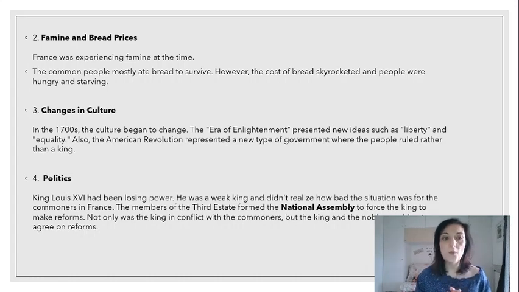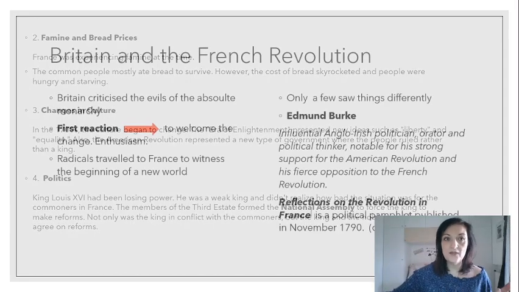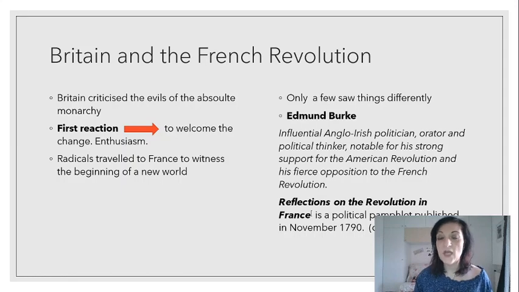So there was also another problem: the king was losing his power. He was weak. He only asked for money. And so what happened in France? The members of the third estate joined, created, formed the National Assembly. And they wanted to force the king Louis XVI to make reforms. But these reforms were not accepted. So the revolution started, and then, as you know, the king and his wife were beheaded.